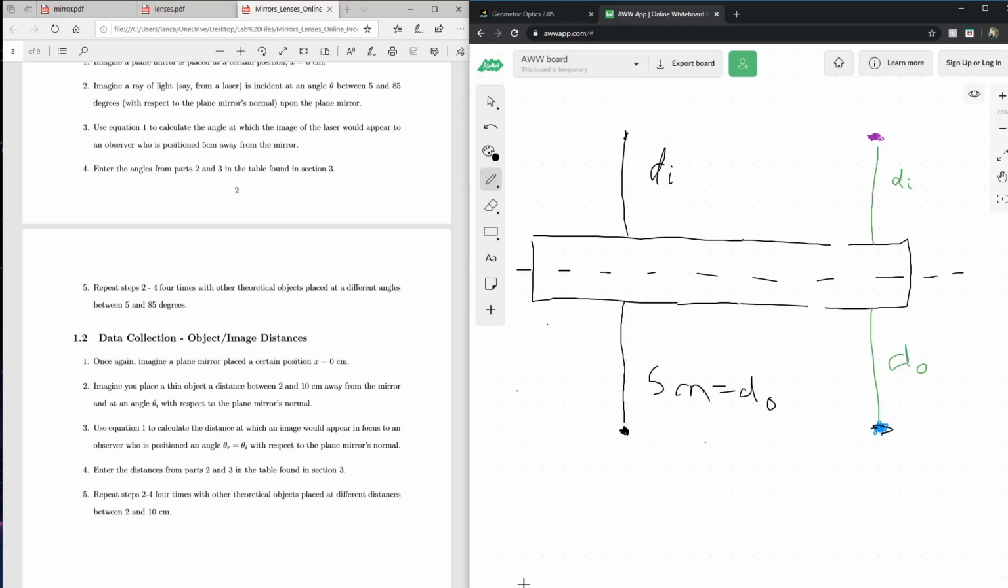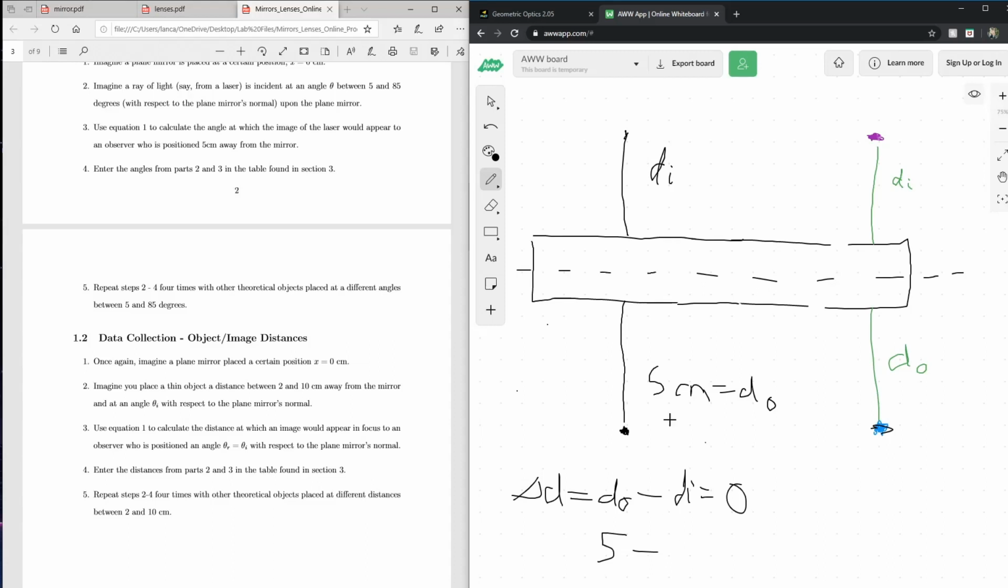If you use the law of reflection that we just used before, that says that the delta d is equal to d0 minus di, and that's equal to 0. So again, we have our object distance at 5 centimeters.